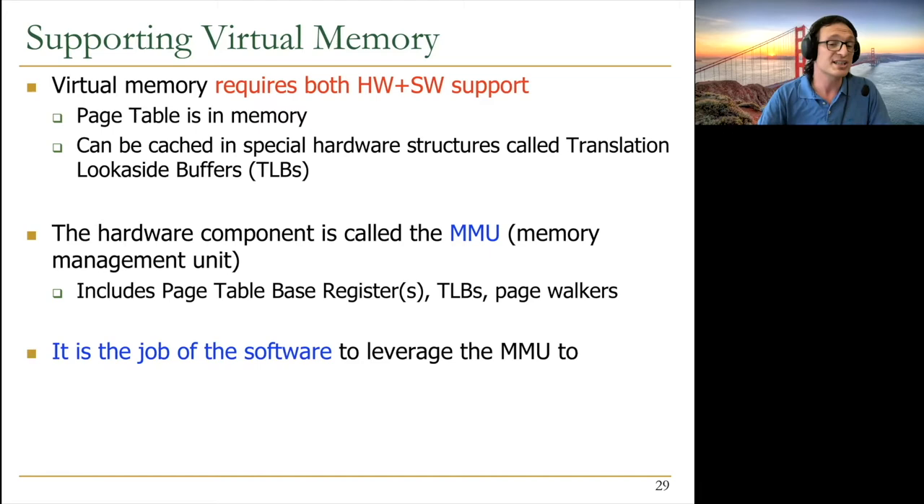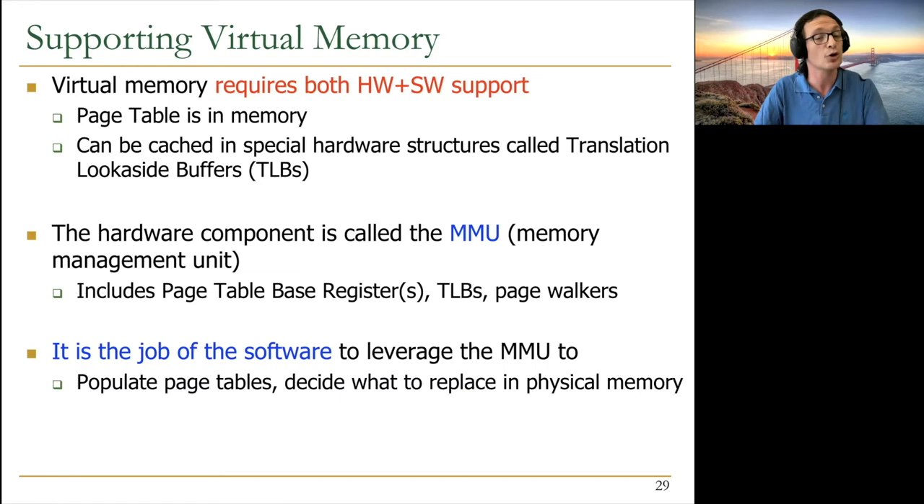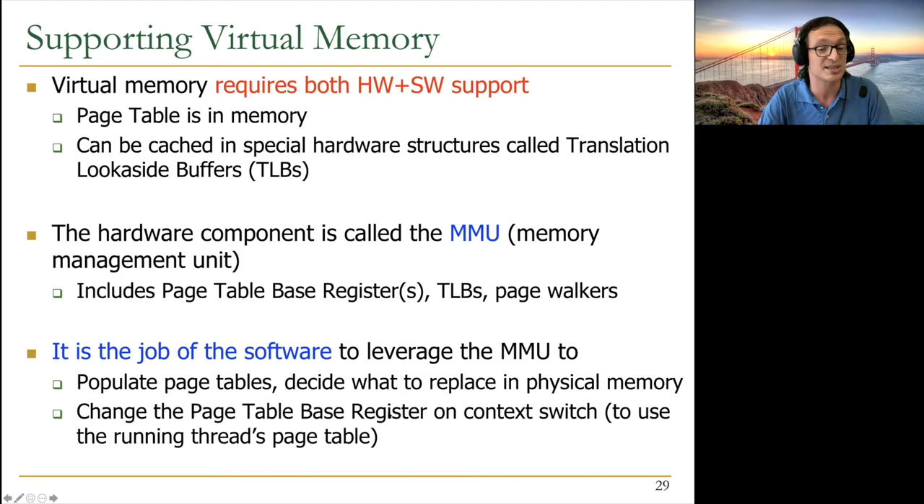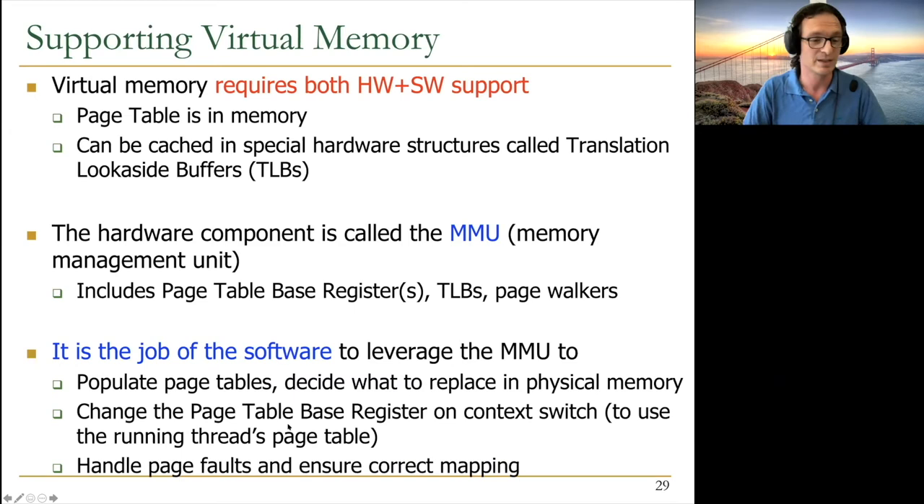So it is the job of the software to leverage the MMU to populate the page tables and decide what to replace in physical memory, but it could also be the job of the hardware in contract with the software. And the software definitely has to change the page table base register on a context switch so that you can use the running thread's page table. And software needs to handle page faults and ensure correct mapping, as we will see in a little bit.